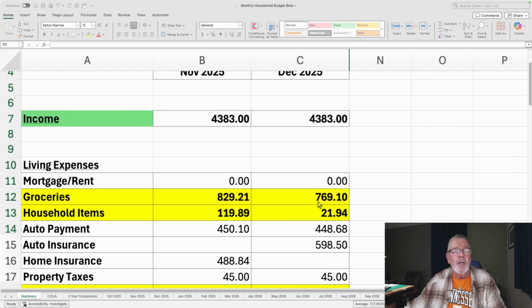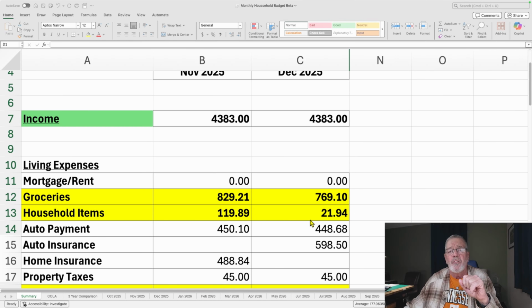Groceries for the month of December were $769.10. We were down a little bit from November. I'm not sure why, but grocery bills change from month to month, but we average approximately $800 a month for groceries.